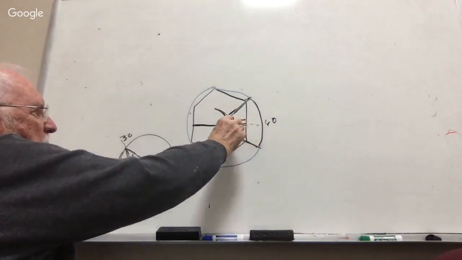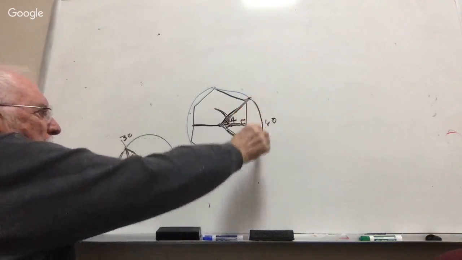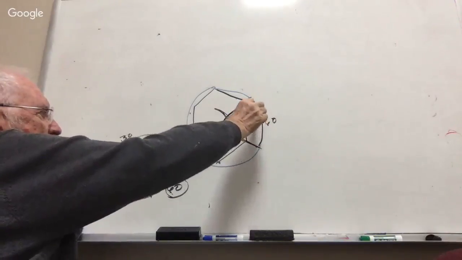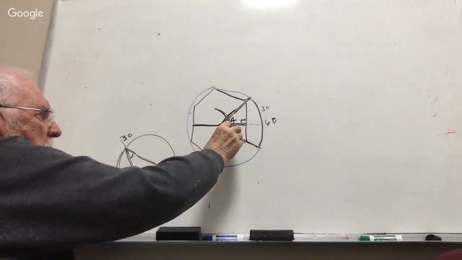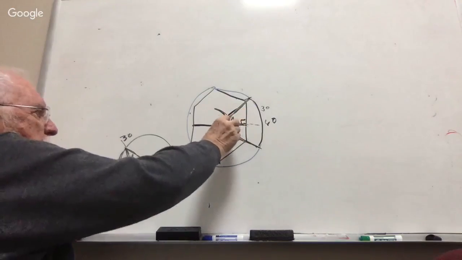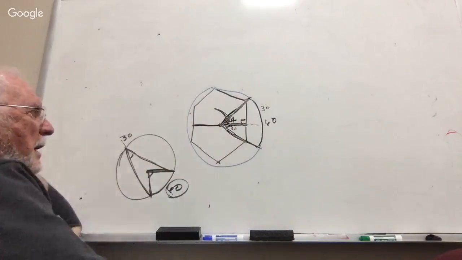Just keep going. Okay. Dr. Watson, this divides this in half, right? Right. So if this whole thing is 60, how big is this little angle? 30. All right, so that means this angle right here is 30, right? Okay.